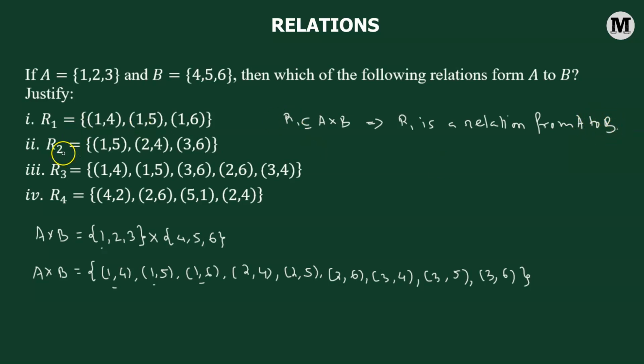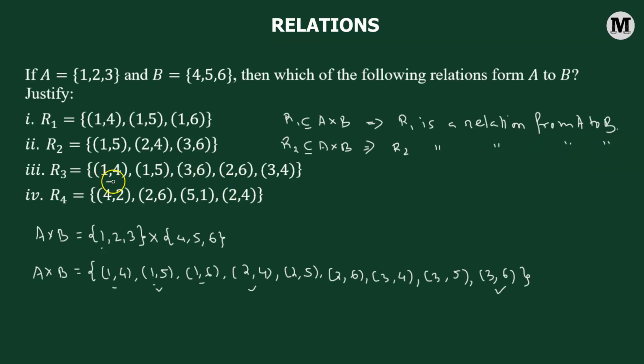Let's go to the second one, R2. Now R2 has got 3 ordered pairs. We have 1, 5, 2, 4, and 3, 6. So here we can see 1, 5. Next we have 2, 4, and then we also have 3, 6. That means all the 3 ordered pairs which belong to R2 are also members of the Cartesian product of A and B, meaning R2 is also a subset of the Cartesian product of A and B. So this implies that R2 is a relation from A to B. Fine, let's move on to the third one.